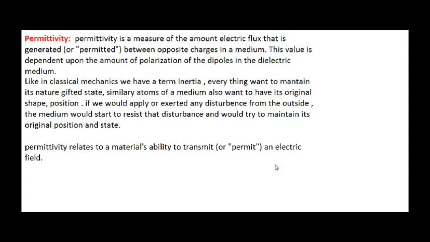Permittivity is a measure of the amount of electric flux that is generated or permitted between opposite charges in a medium. This value is dependent upon the amount of polarization of the dipoles in the dielectric medium. Dielectric medium means a medium that, when you place it between the two charges, has one side become positive and the other side become negative.